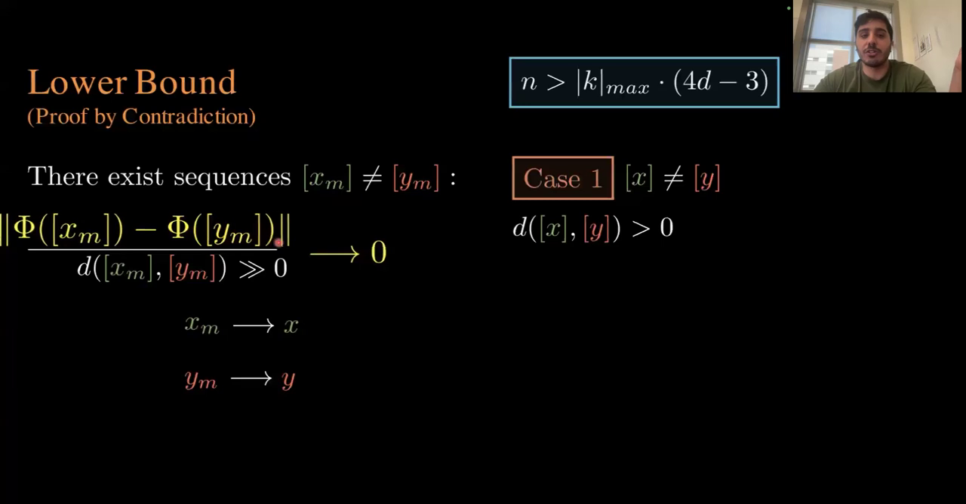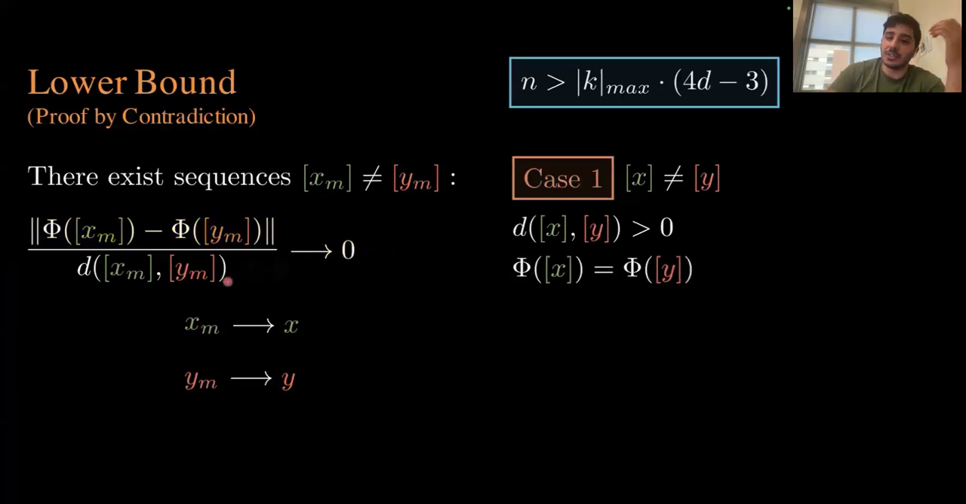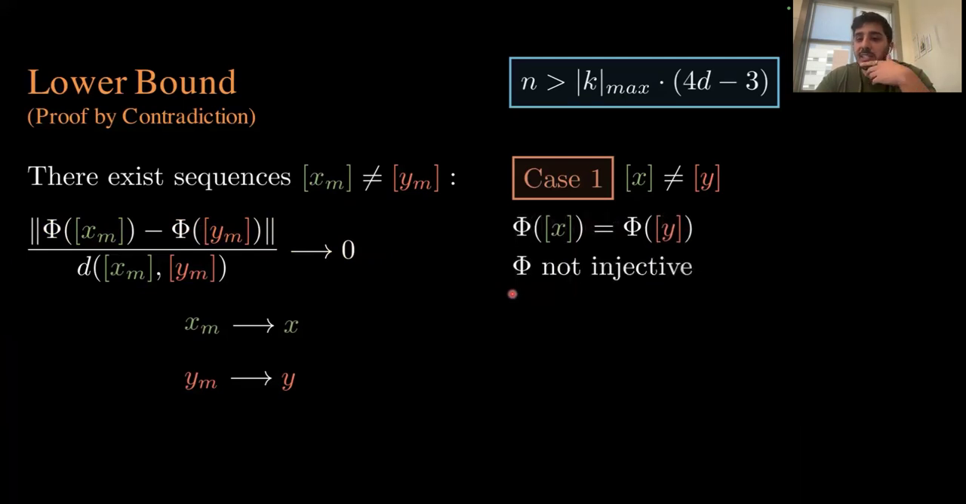But then the fraction is converging to 0. That means the numerator is converging to 0 because the denominator is bounded away from 0. We conclude that the numerator converges to 0. But then by continuity, that tells us that phi of x is equal to phi of y, because the numerator is a norm of difference. So in the limit, you get this equality, which really tells us that phi is not injective.